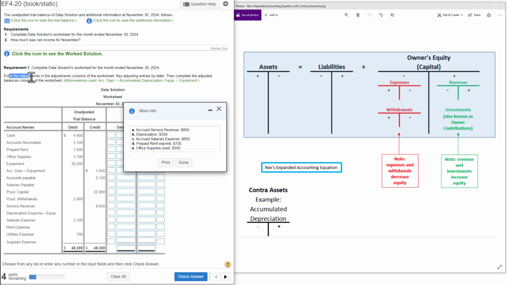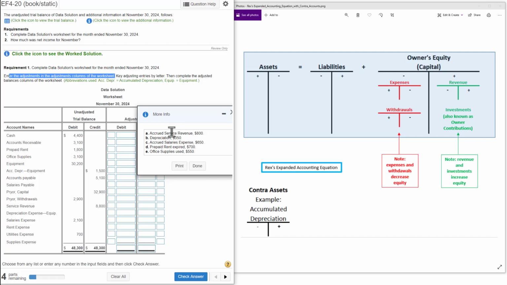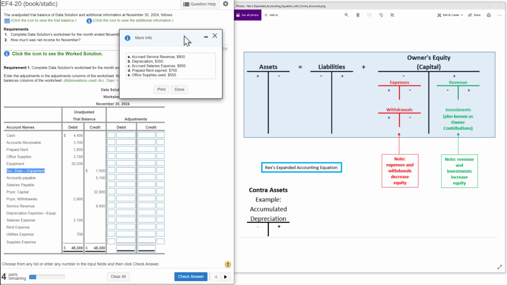Let's see what else they say. Enter the adjustments to the adjustments column. No kidding. Key adjusting entries by letter. In other words, when we put accrued revenue in here, we would put the A right here. Then complete the adjusted balance columns for the worksheet. Abbreviations: ACC DEP stands for accumulated depreciation on the equipment. So this is accumulated depreciation on the equipment. And everything else is pretty self-explanatory.